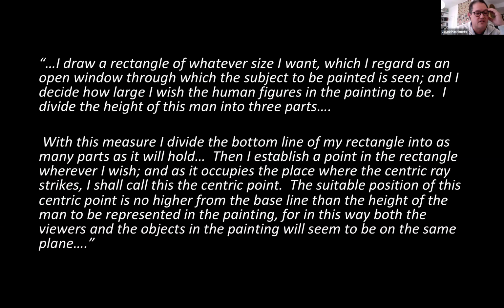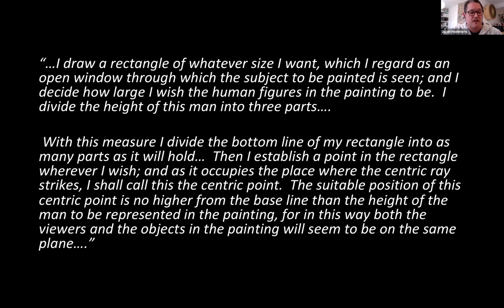I divide the height of this man into 3 parts. With this measure, I divide the bottom line of my rectangle into as many parts as it will hold. And this bottom line of the rectangle for me is proportional to the next transverse equidistant quantity seen on the pavement. Then I establish a point on the rectangle wherever I wish as it occupies the place where the centric ray strikes. I shall call this the centric point," and it goes on from there. And I actually cut a chunk out of the middle.